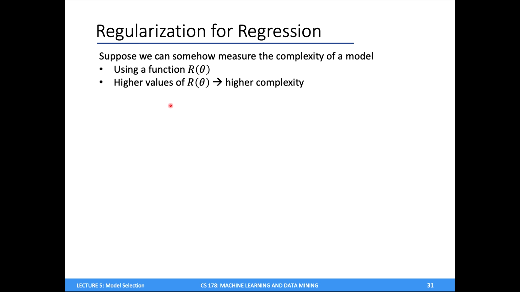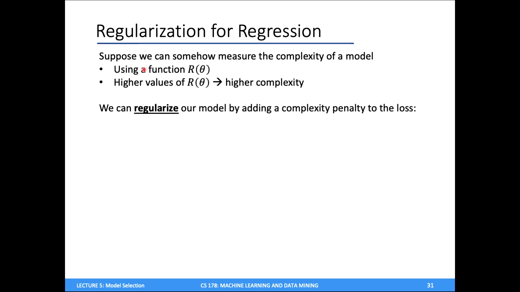So the idea is if r of theta is some high number, our model has high complexity. And if r of theta has a low value, then our model has low complexity somehow. What we can do is if we have some kind of complexity function, r of theta, we can use it to regularize our model. In order to do so, we're going to essentially add this complexity penalty into our loss function.